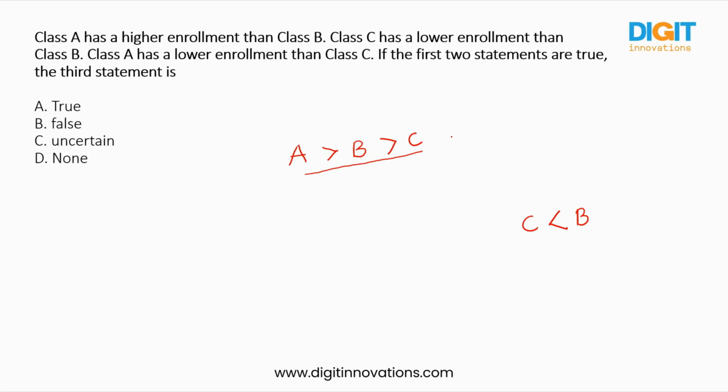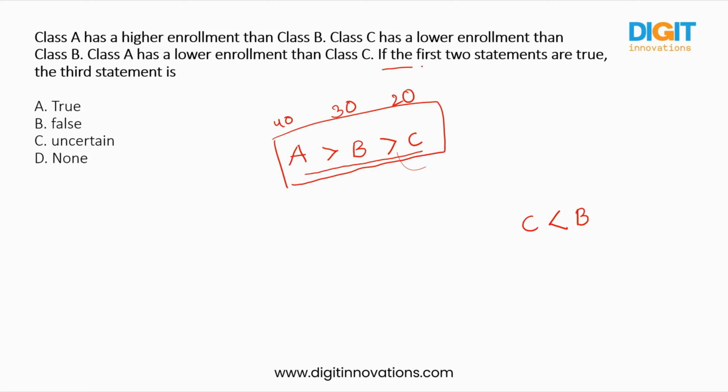And next one, it is class A has lower enrollment than class C. Here they are telling class A has fewer members compared to C. But in the first statement, we got to know it is more than B. In the second statement, we got to know C is less than B. So finally we got this statement like A greater than B, B greater than C. For example, here 40 members will be there, here 30 will be there, and here 20 will be. This will be the correct statements.